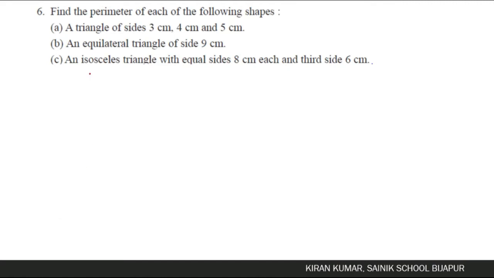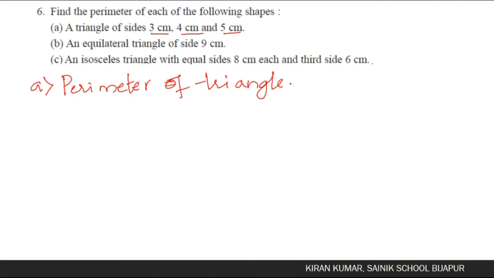Question number 6. Find the perimeter of each of the following shapes. First one is a triangle of side 3 cm, 4 cm and 5 cm. Remember, perimeter is sum of all the sides. For a triangle, there are 3 sides, hence those sides are to be added up. So the perimeter of triangle is 3 to be added to 4 to be added to 5, we get it as 12 cm.